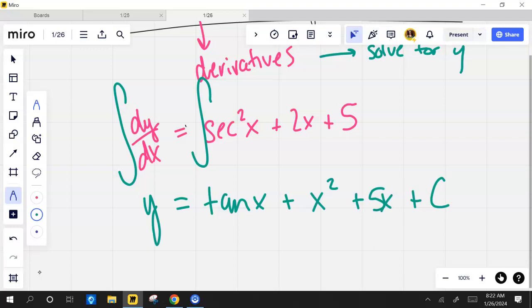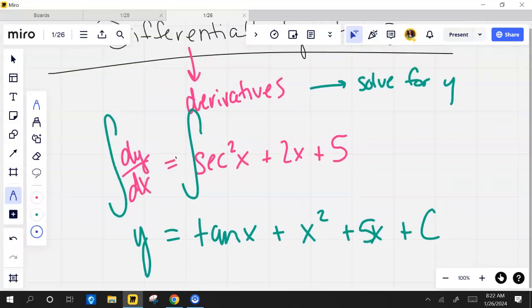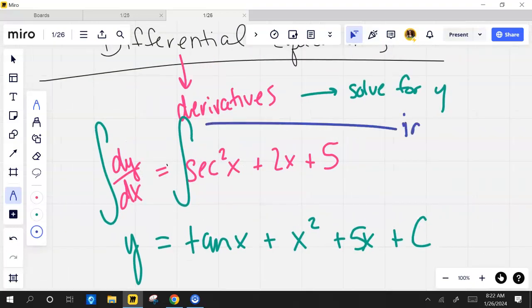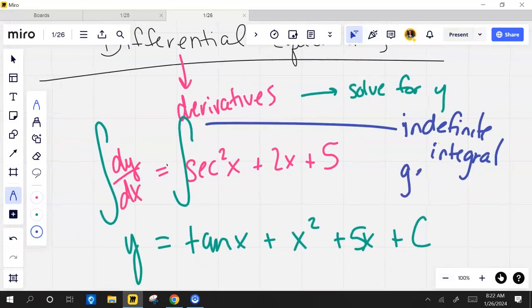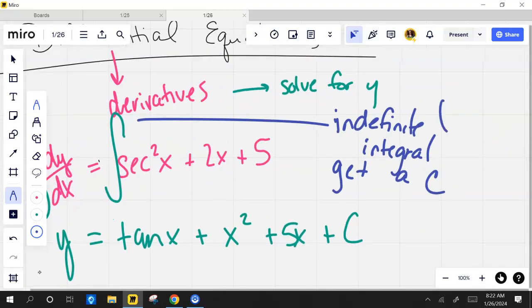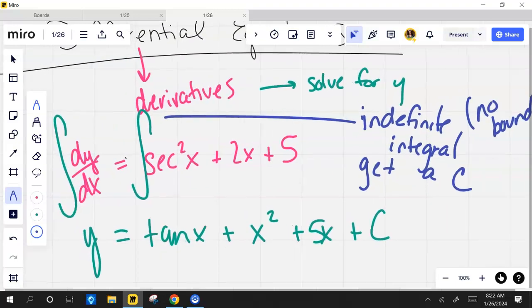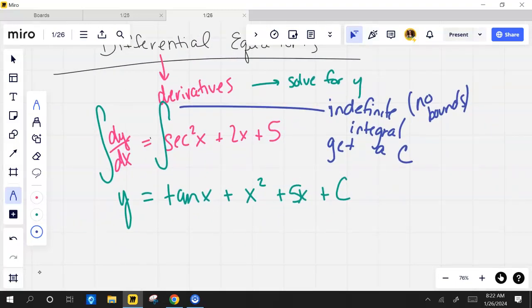The difference this time is because I've got what we call an indefinite integral. Indefinite integrals always get c. There are no bounds. No a and b. I'm not going from something to something else. If I was, I could just stop here and plug in from whatever to whatever, but I'm not, so I have to do a plus c.